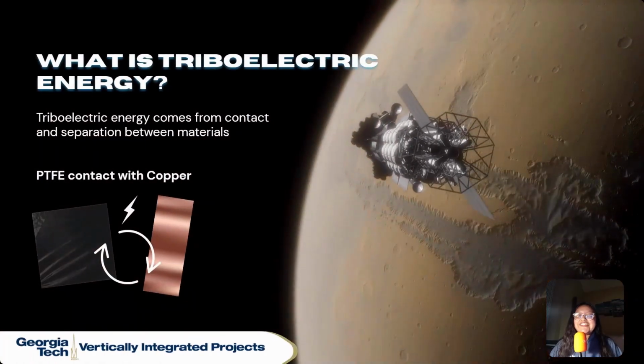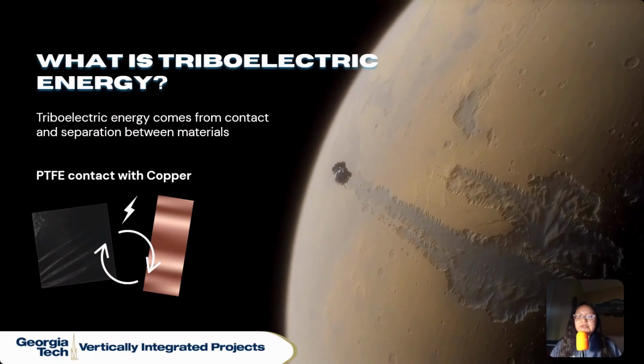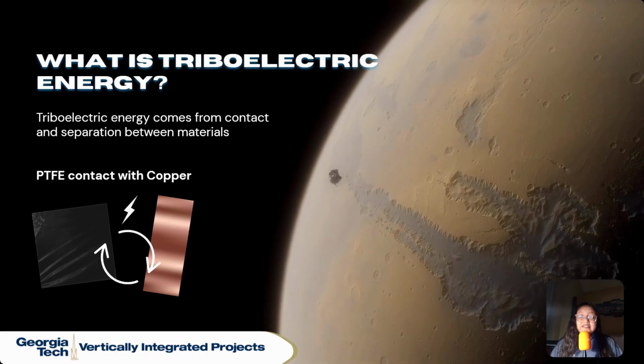Now, here is where triboelectric comes into place. So here's the idea. Triboelectric energy comes from contact and separation between materials. And on Mars, dust is constantly moving, colliding, and becoming electrostatically charged. So we thought, what if we design a system that captures that motion and turns it into electricity?